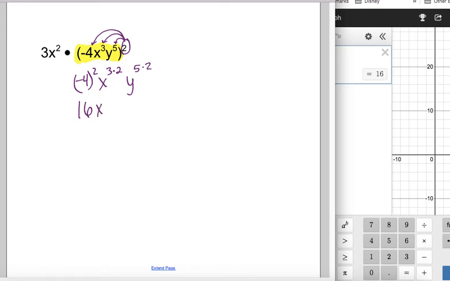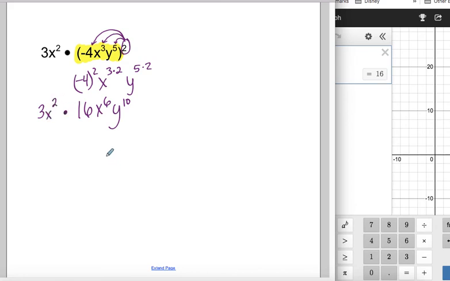For the x's, we have a current power of 3 times the power of 2. It's going to be 6. And for the y's, we currently have a power of 5 and it's raised to the power of 2, so 5 times 2 is 10. And so that's what we get from distributing the power of 2 to each piece. And now we're going to bring down what we had out front.